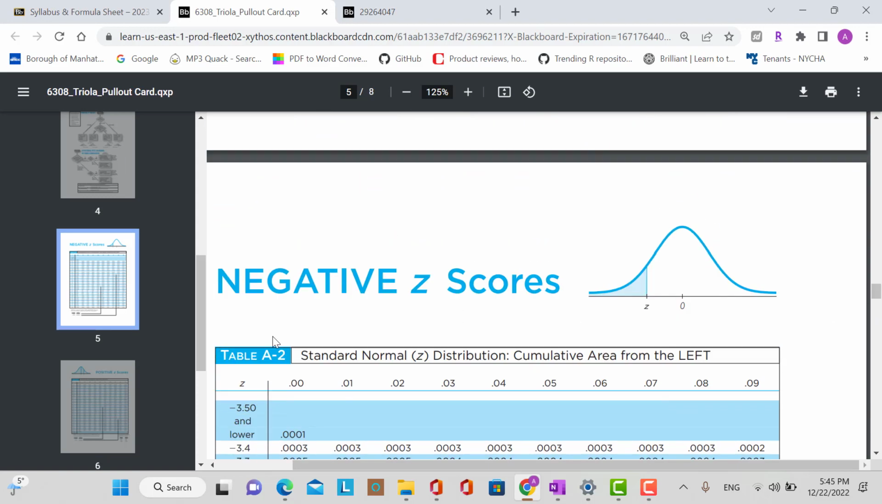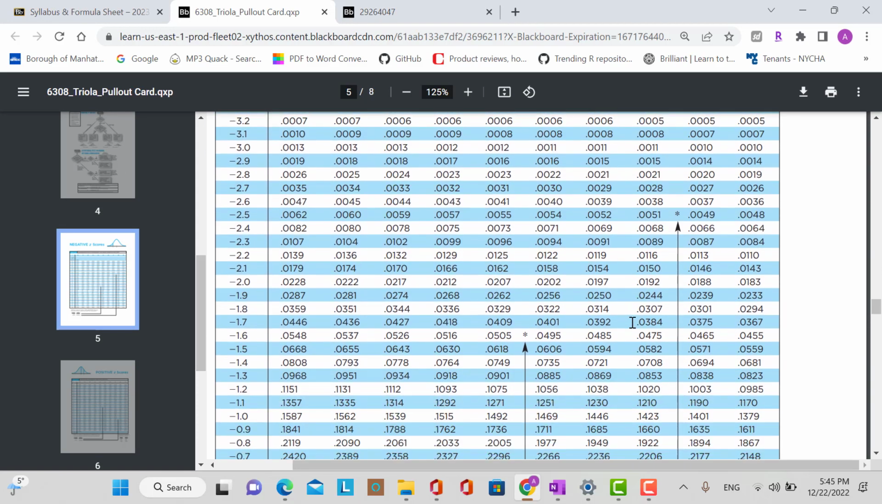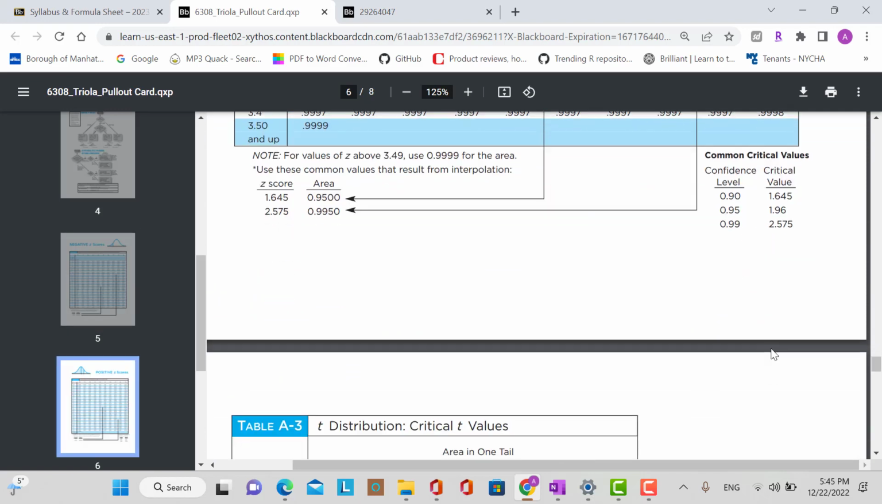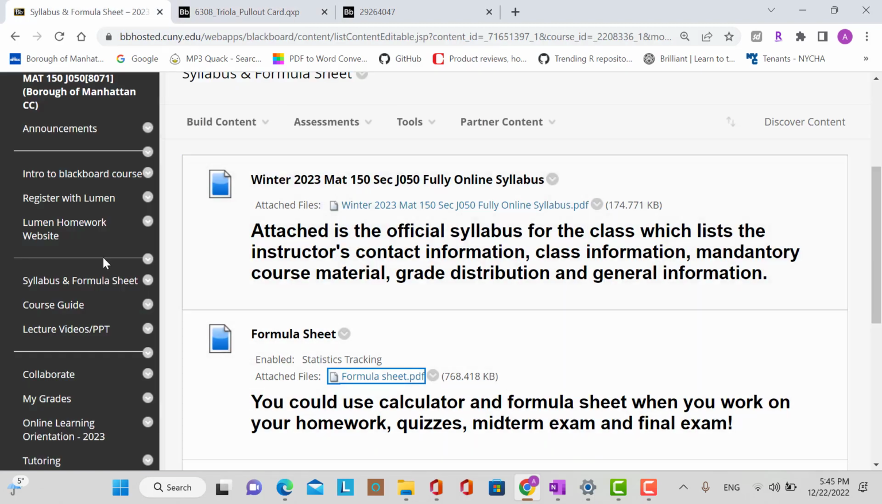Now this one is called table A2. You're also going to need that. Also table A3 below it. So you can always use this for the homework, quizzes, and then the midterm and final exam. Okay, so that's a formula sheet.